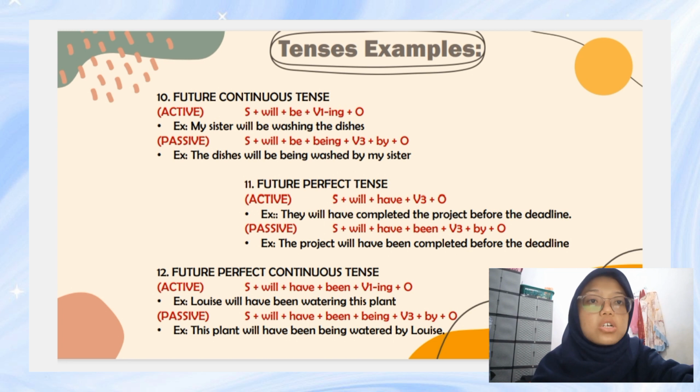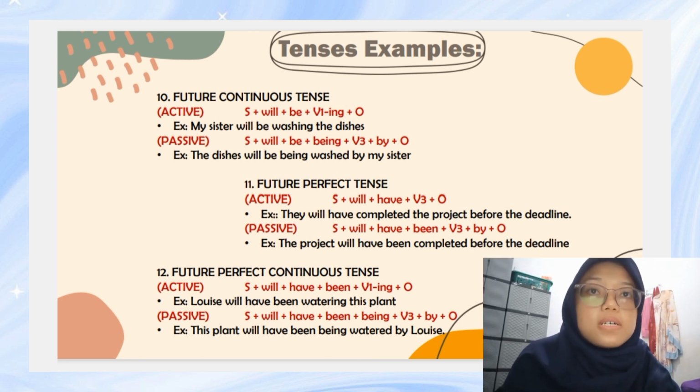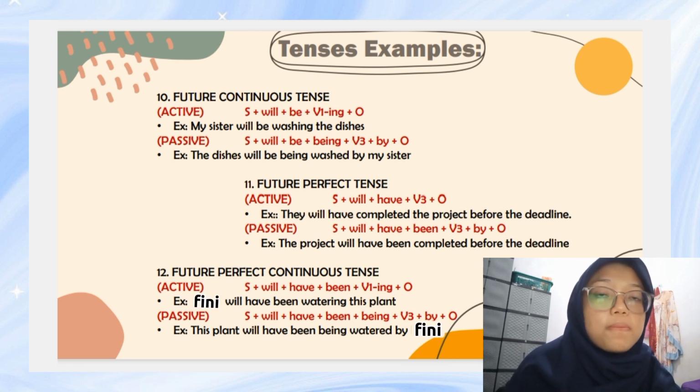Next, future perfect continuous tense. For active: subject plus will plus have plus been plus verb 1 plus -ing plus object. For example, Vinny will have been watering this plant. And then passive: subject plus will plus have plus been being plus verb 3 plus object. For example, this plant will have been being watered by Vinny.